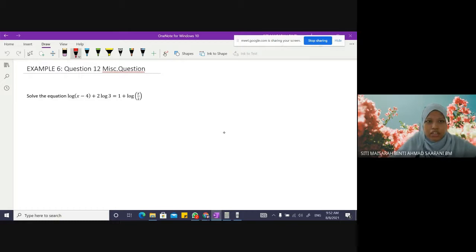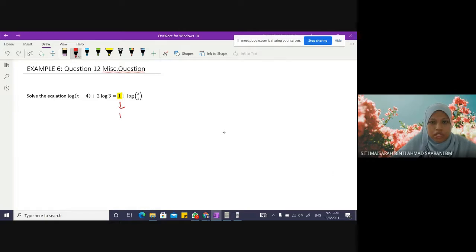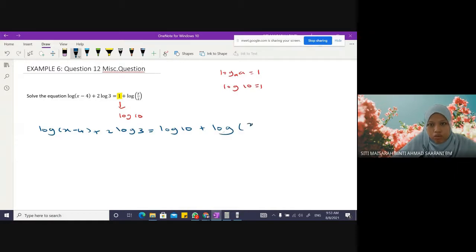Okay. So this one, kalau tengok kat sini kita ada 1. Okay. 1 ni we can change to, maksudnya kita boleh buat bagi bentuk dia menjadi log. So this one boleh jadi 1, or 1 ni tak tulis pun tak apa, log 10. Log 10, log A is equal to 1. So maksudnya log 10 is equal to 1 lah. So jadi this one we can, the equation is become log x minus 4 plus 2 log 3 equals to log 10 plus log x over 2. Okay.